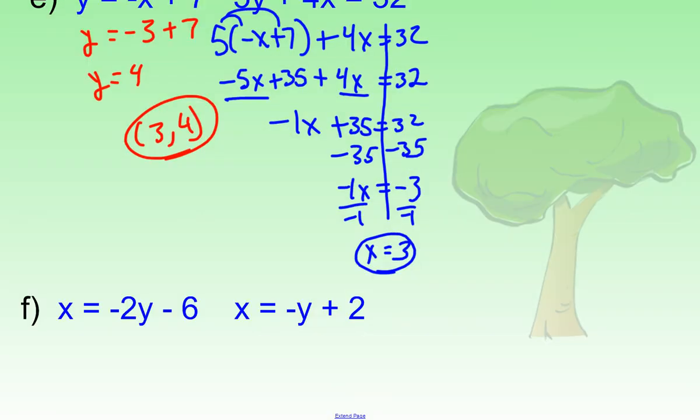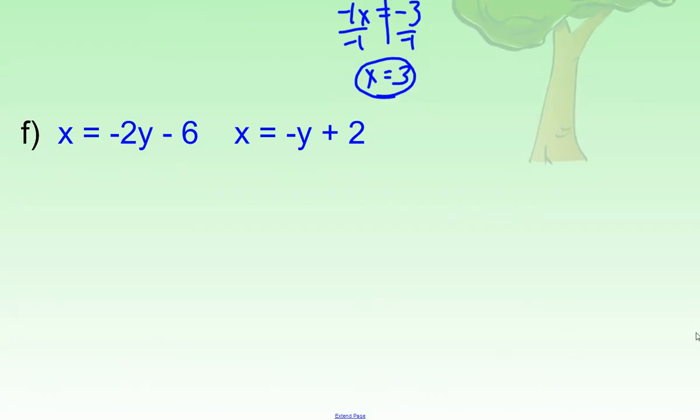Okay, letter F. Now, let's see here. This one looks a little weird, because this is x equals this stuff. This is x equals this stuff. So what do I do? Should I solve for y and then plug the y in?